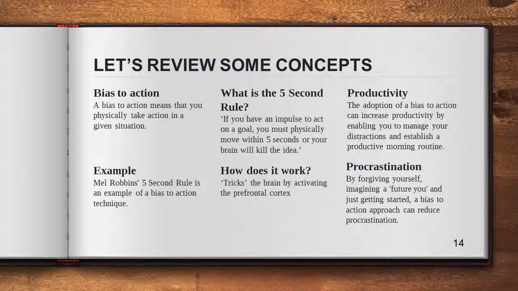A bias to action means that you physically take action in a given situation. There are 2 important ways to increase your productivity: managing your distractions and taking control of your mornings. The steps to reduce procrastination are forgiving yourself, channeling the inner you, and just getting started.